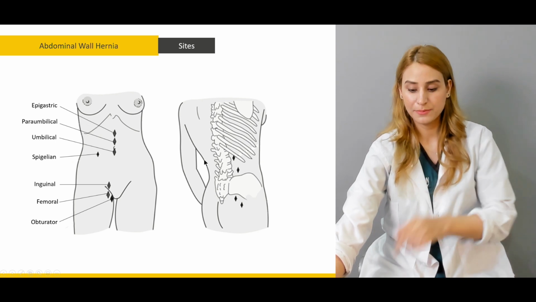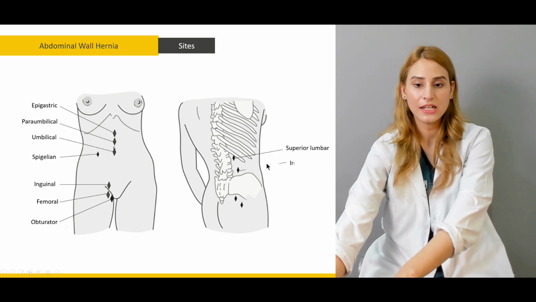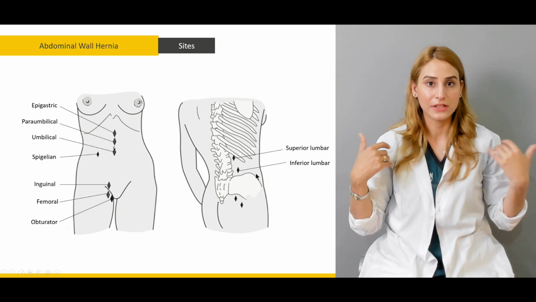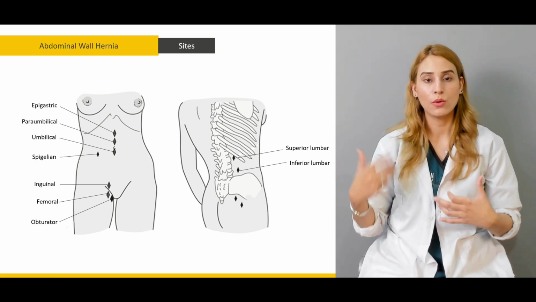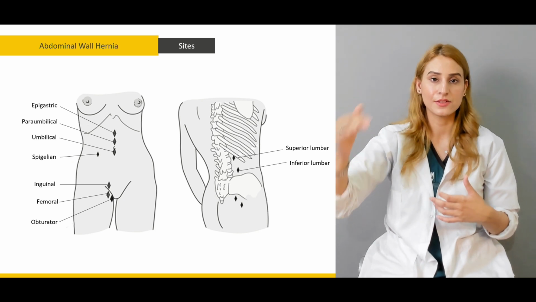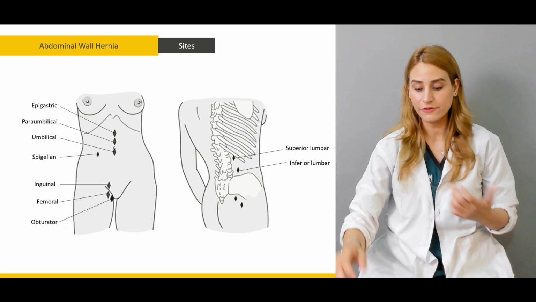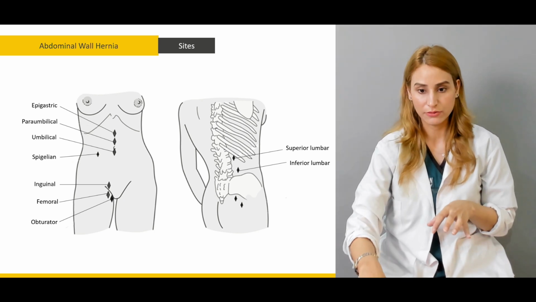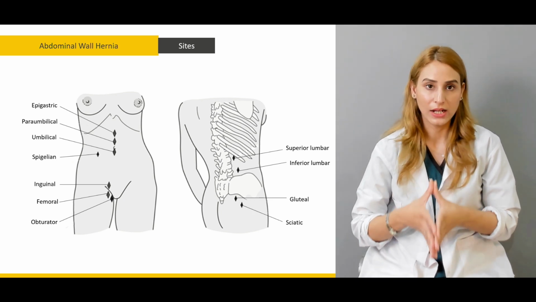So if we talk about the posterior abdominal wall, you can see this is the superior lumbar hernia, this is the inferior lumbar hernia, and these are basically the hernias which are coming from the lumbar triangle, which is located at the back. The one coming superiorly is a superior lumbar hernia, and the one coming inferiorly we call inferior lumbar hernia, but they are located in the lumbar triangle, right? And we have the gluteal hernia and the sciatic hernia as well.